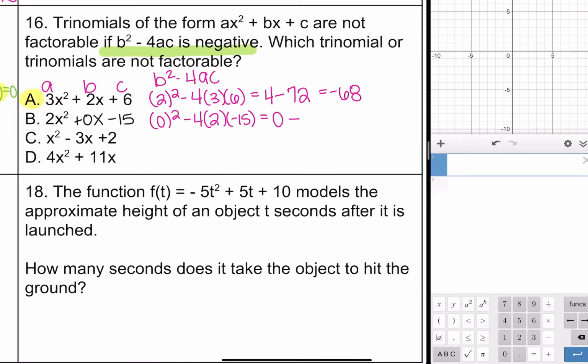So 0 minus, let's do 4 times 2 times negative 15. That gives us a negative 120. Now remember, 0 minus a negative is going to be actually a positive, so you're adding. 0 plus 120, which is positive 120. So this one looked like it was not going to be factorable at first, but be careful with your signs because this actually ended up being a positive, so that quadratic is factorable.